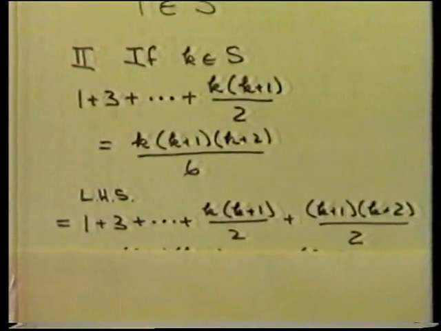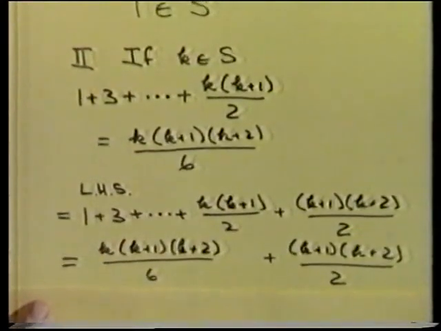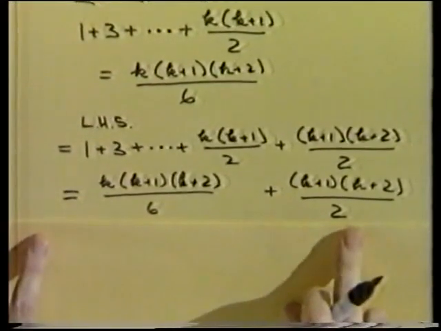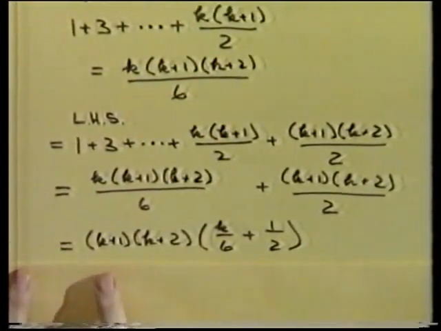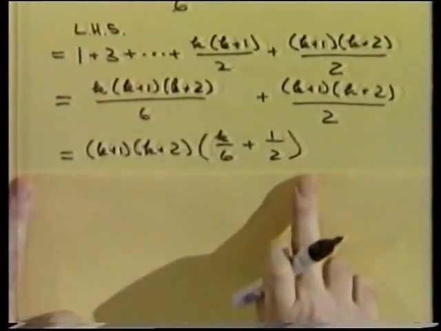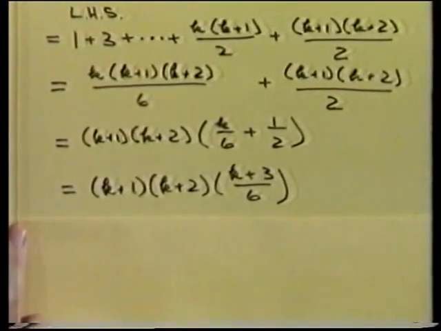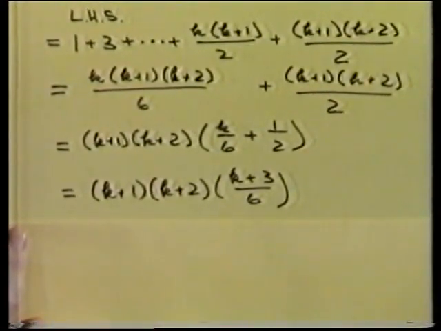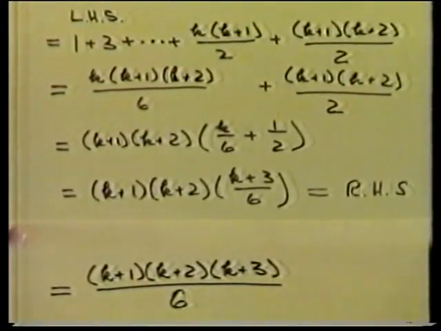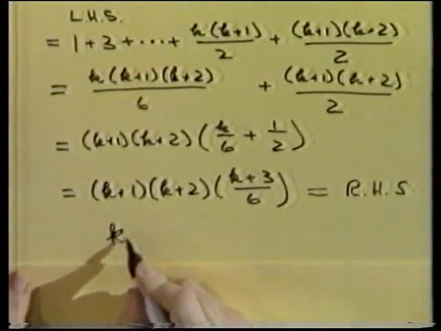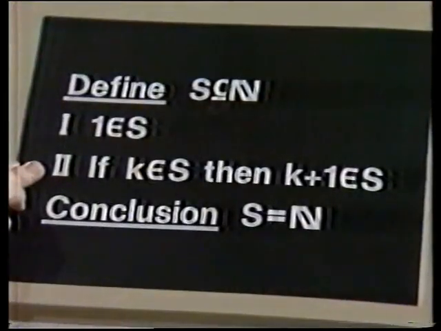Now I look at the left-hand side of the statement for k plus 1. Because of the induction hypothesis, I can replace this first part of the sum by this. So this left-hand side is equal to this plus the last term, (k plus 1) times (k plus 2) over 2. Now I factorize out the two terms, k plus 1 and k plus 2, to get this, which simplifies to this, which is equal to (k plus 1) times (k plus 2) times (k plus 3) over 6, which is equal to the right-hand side of the statement for n equals k plus 1. And therefore, I do know that k plus 1 belongs to S. So, if k belongs to S, then k plus 1 belongs to S.